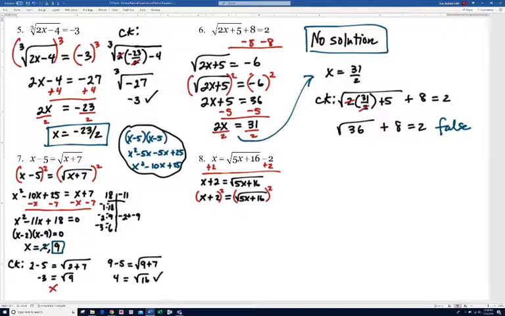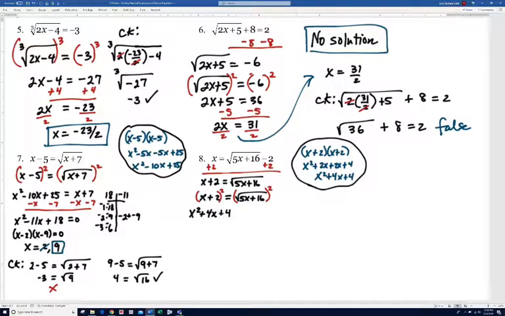So on the left, I'm going to have to multiply out x plus 2 times x plus 2, so I'm going to do that off to the side. So we're going to get x squared plus 2x plus 2x plus 4. And I can combine those two x's together. We end up with x squared plus 4x plus 4. And so we'll put that in on the left. Of course, we're squaring a square root on the right. We're just going to get 5x plus 16 there.